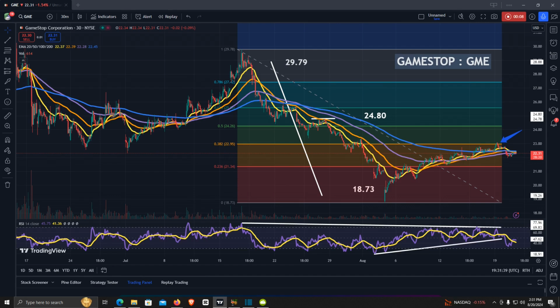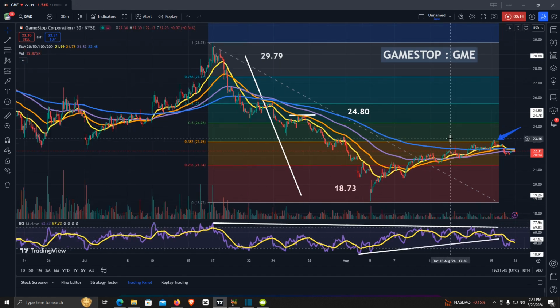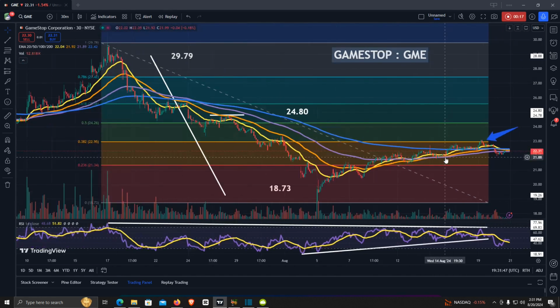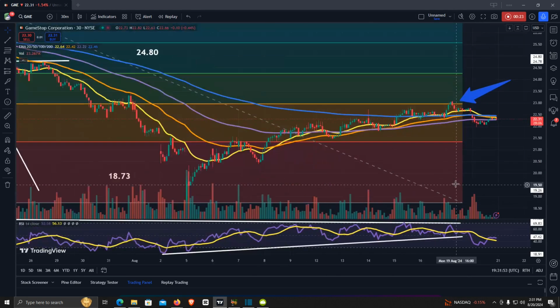Here we have the 30-minute price chart for GameStop Corporation, stock ticker GME. As we can see, this stock chart has started to roll over at the exact same price level that was mentioned during the prior video. We can simply go back to the prior video and look at what was said there, because I have not changed this chart in any way.